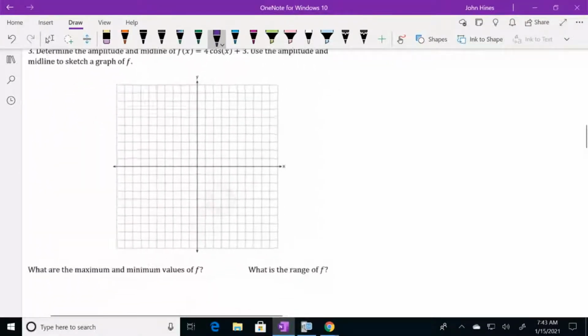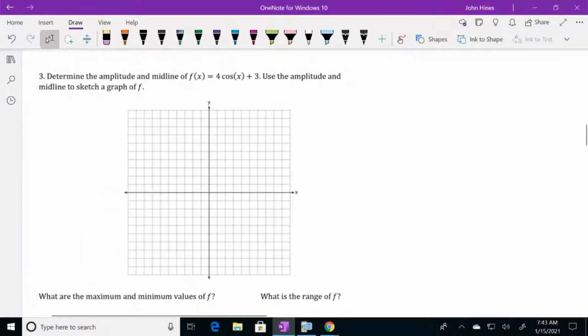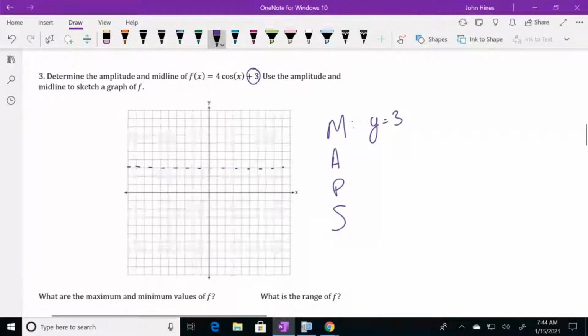So let's look at number 3 here. Determine the amplitude and midline of this equation. So when we graph trig functions, my little acronym to help us out is MAPS. MAPS is what's going to keep us organized and keep us focused when we deal with trig graphs. M stands for the midline. The midline is that number at the end. Y equals 3 is the midline. I'm going to go to 3 and draw a little line in.